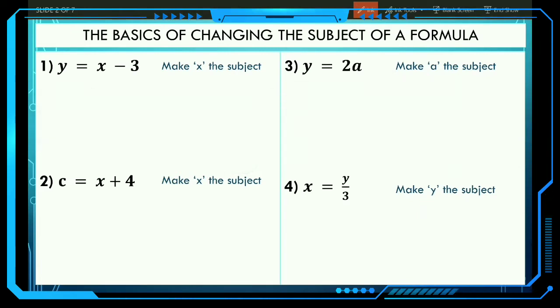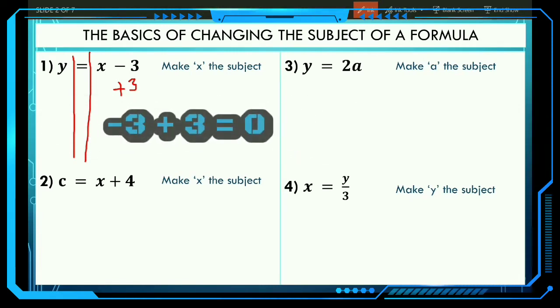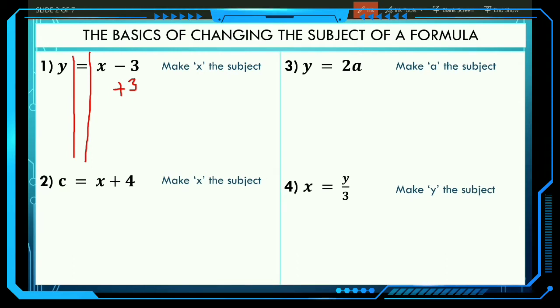In order to do that, we need to firstly draw 2 lines like so to separate the formula into 2 parts. On the left hand side we have the y, on the right hand side we have the x minus 3. Now remember, we want to make x equal everything else, so everything that's close to the x, we want to get rid of. We have a minus 3 next to the x. How do we get rid of minus 3? Well, we need to add 3, because minus 3 plus 3 is 0, and that's what we want. We want to get rid of the 3, or the minus 3.